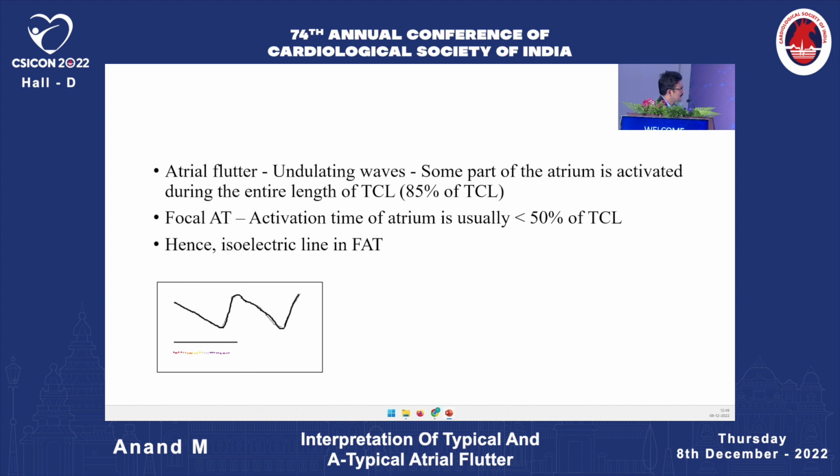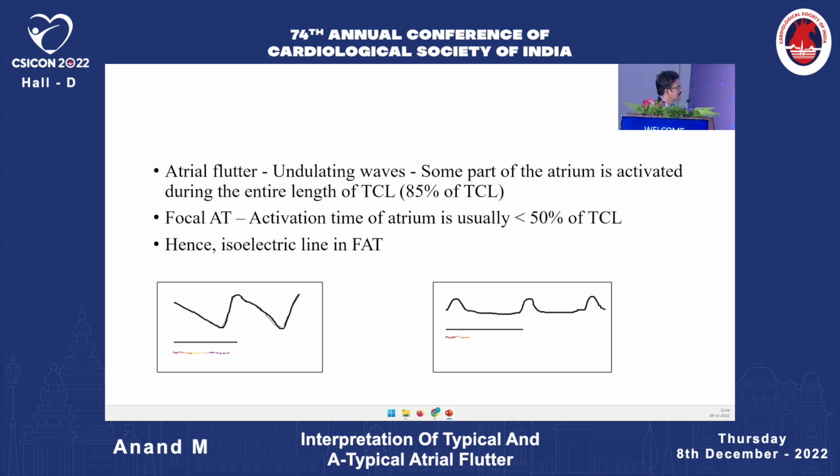In this part of the cycle length, some part of the atrium is activated, and in this part of the period, some part of the atrium is activated. So during nearly the entire length of the tachycardia cycle length, some of the atrium is activated. This atrial activation causes electrical activity which is represented on the ECG. That's why we don't get an isolated line in an atrial flutter.